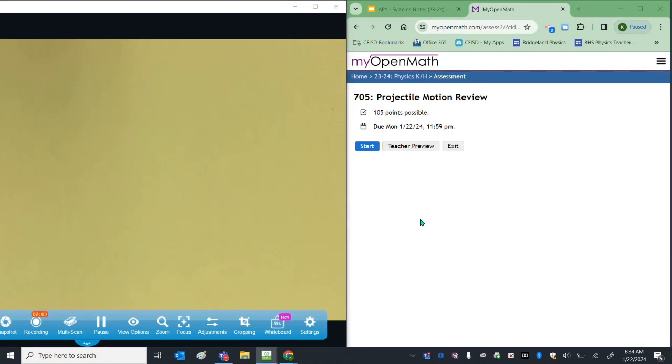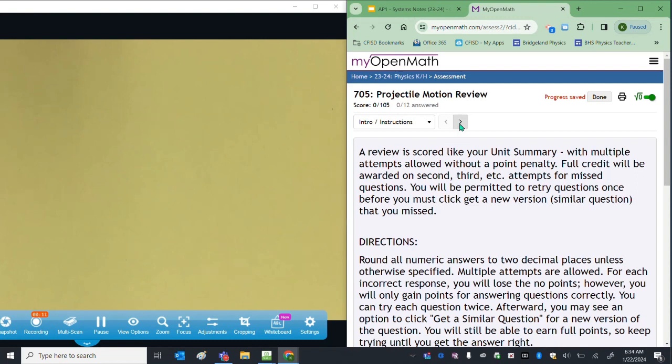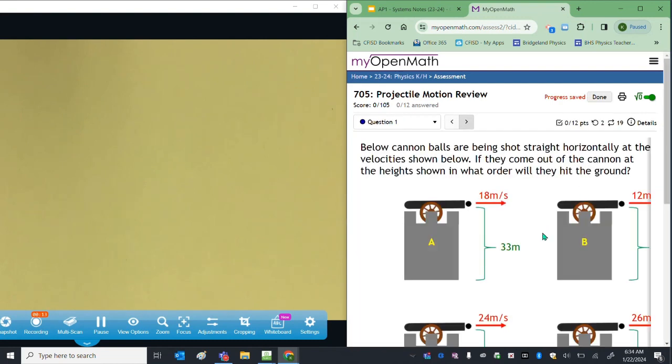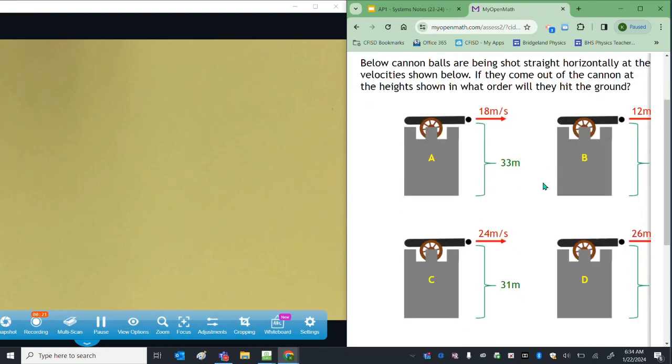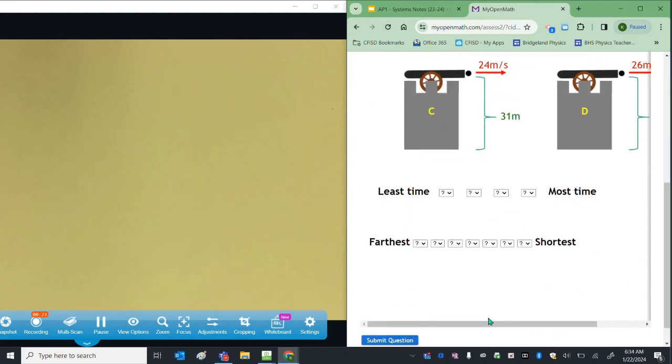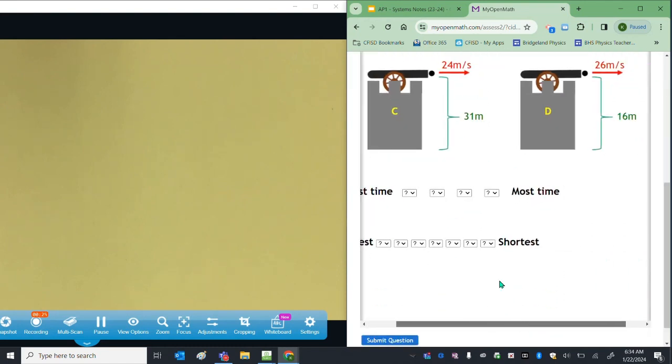Alright guys, let's go ahead and work through the problems in 705 projectile motion review. Question number 1 says, below, cannonballs are being shot straight horizontally at the velocity shown. If they come out of the cannon at the height shown, in what order will they hit the ground? And there are 4 of them here, A, B, C, and D.